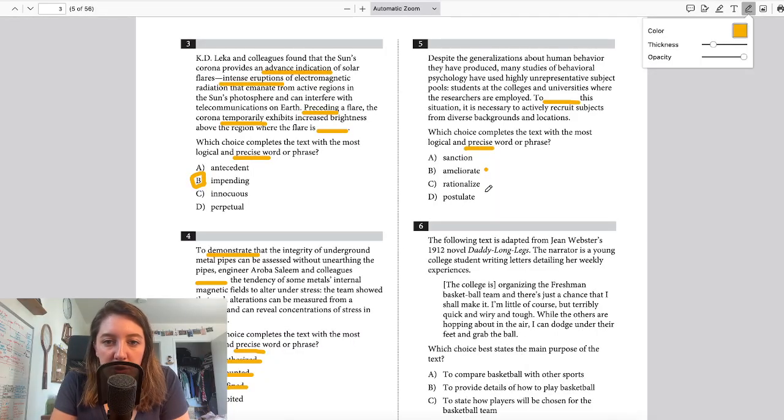But we don't really know if there's a problem yet, so let's just scan through the text here. So, despite the generalizations about human behavior they've produced, many studies of behavioral psychology have used highly unrepresentative subject pools. So I'm already getting the sense that there's a problem here, right? Students at the colleges and universities where the researchers are employed. To blank this situation, yeah, this one's ameliorate for sure, just to help fix.